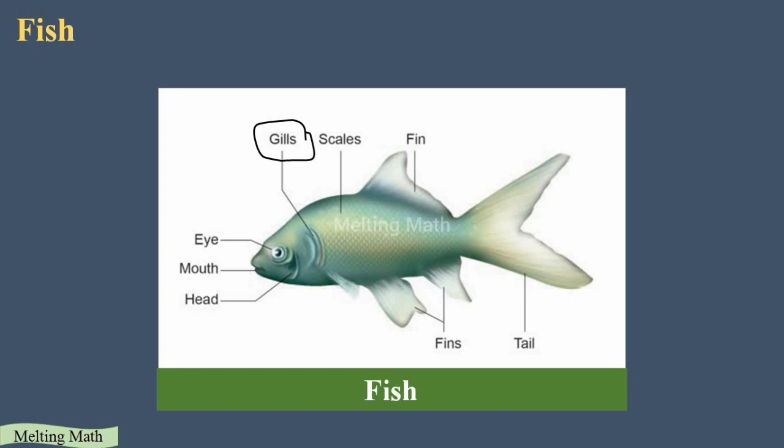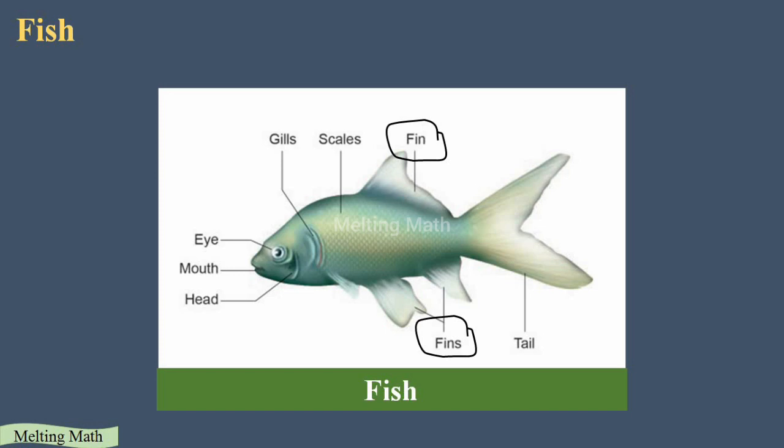Next, we can see that most fish have slippery scales. You can see the scales here. It's the rough surface of the skin. It protects the fish body. Next, the fish has fins for swimming. You can see them on the upper and lower part of the fish body. These fins help the fish to swim in the water.